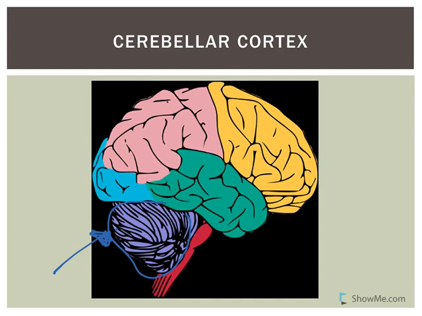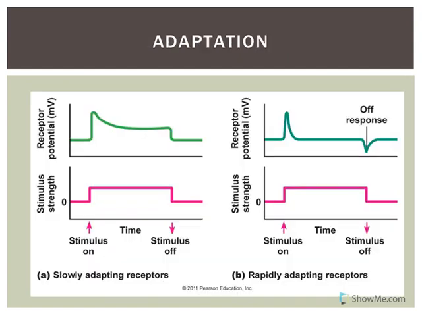Now, some sensory receptors can adapt. So I do want to talk about this thing called adaptation. We have receptors that we refer to as slowly adapting, and we have ones that are referred to as rapidly adapting. Adaptation, that term, is where you have a reduction in sensitivity of a receptor despite the continuous presence of a stimulus.